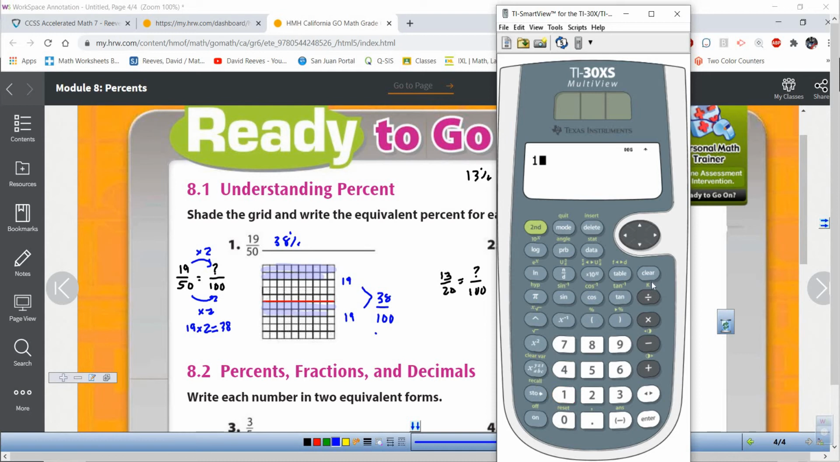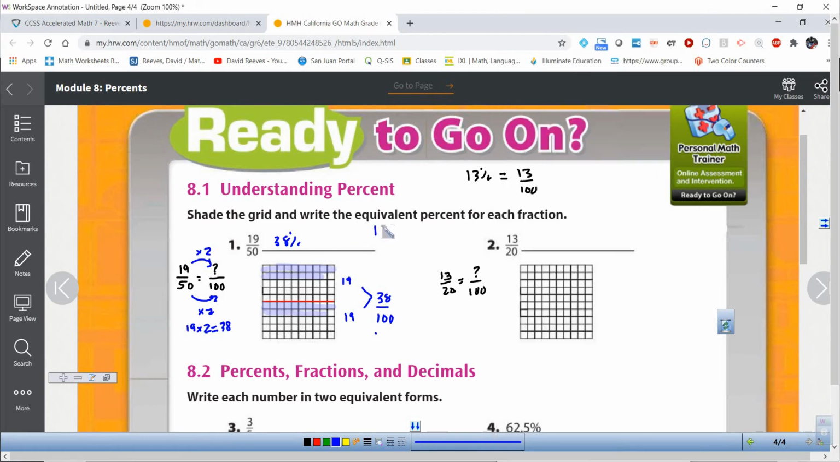All right, just so you know, another option is you can take any ratio and divide the numerator by the denominator, 19 divided by 50, and that will give you the decimal. So 19 divided by 50 gives me 0.38, and that's going to be equivalent to 38%, because to change a decimal to a percent, you move it 2 places to the right. Okay, so that's several different ways we could get the answer there.